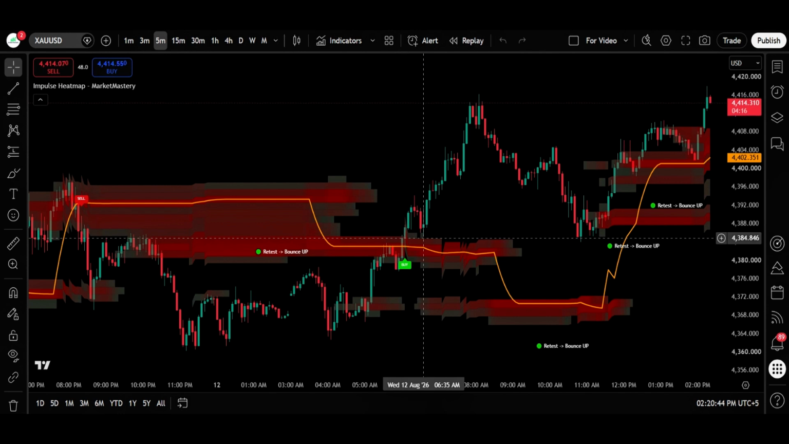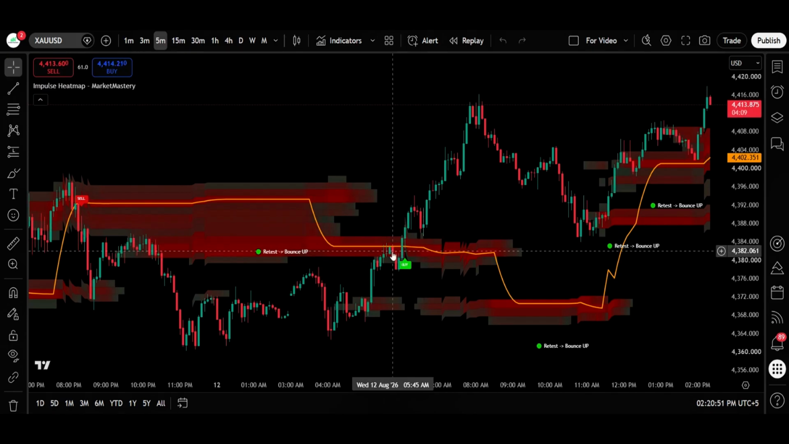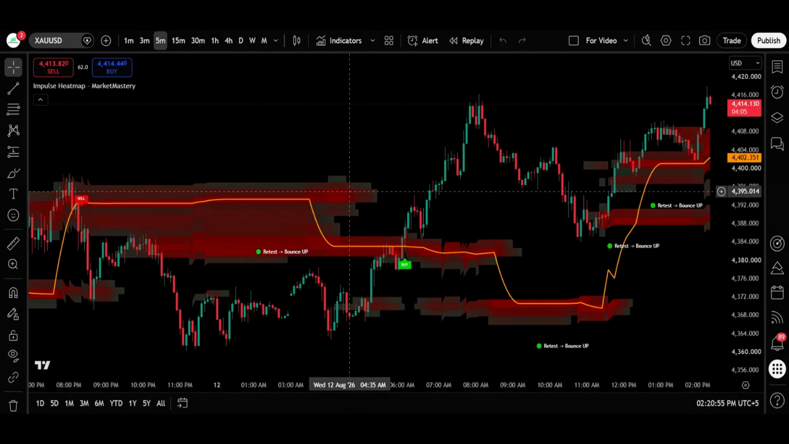If you are a new user, for example, if this is your first month using it, we recommend that you only follow the signals. The signals work directly with these heat map areas. That is how this indicator operates.